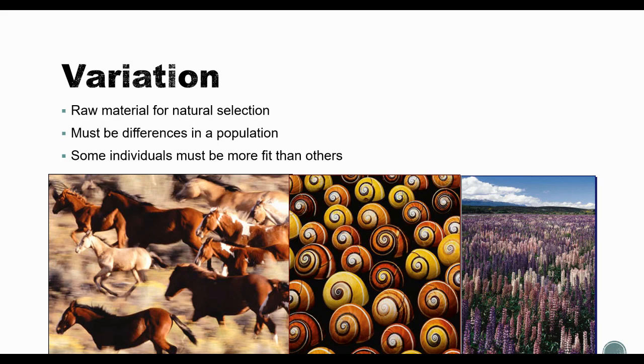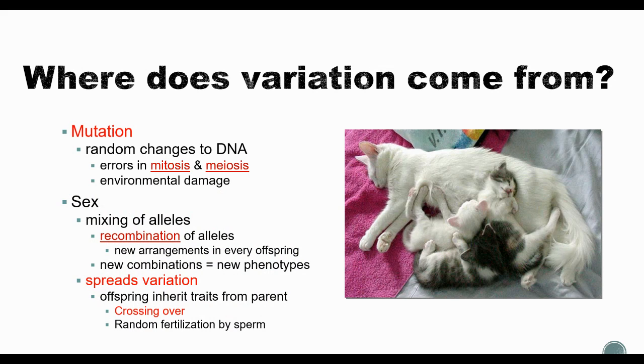Now, in order for evolution to happen, you need this raw material. There must be differences in the population. Some individuals have to be more fit than others. So not only do you have to have differences, but you also have to have some animals be more fit than others. And then that variation comes from mutation, sex. Those are the two main categories. So first, mutation. Those are random changes, errors in mitosis, errors in meiosis. Or environmental damage. That's what can cause like skin cancers, environmental damage that causes mutation. So those are where we get mutation from.